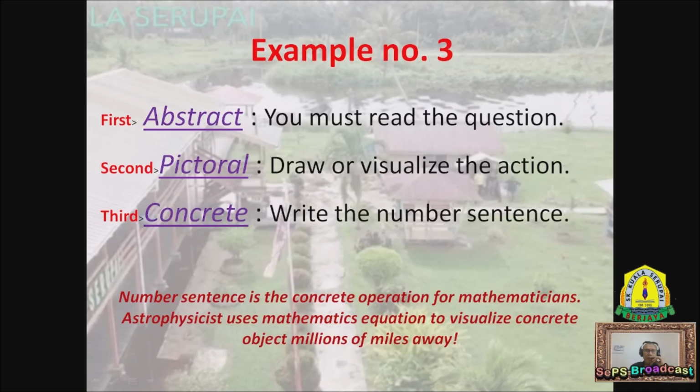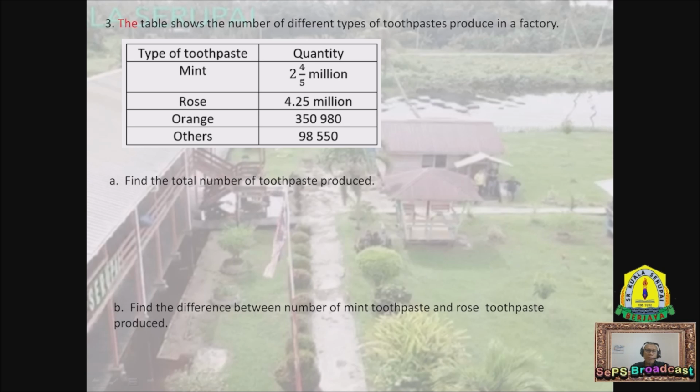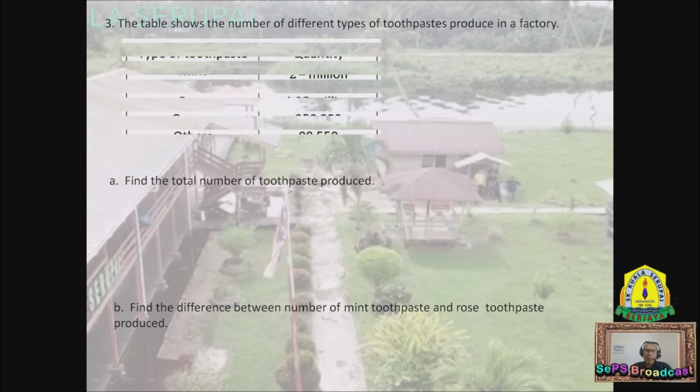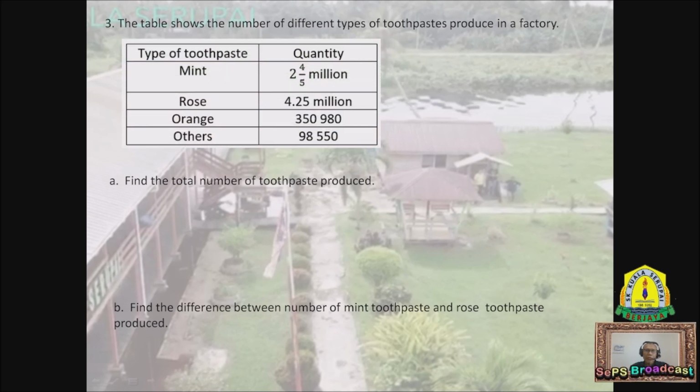Example number 3. Always follow the rules: abstract, pictorial, and concrete. Okay, so let's read the question. The table shows the number of different types of toothpaste produced in a factory. For this one, you have to visualize what is in the table. So this is the table. What do you see in the table? There are four types of toothpaste.